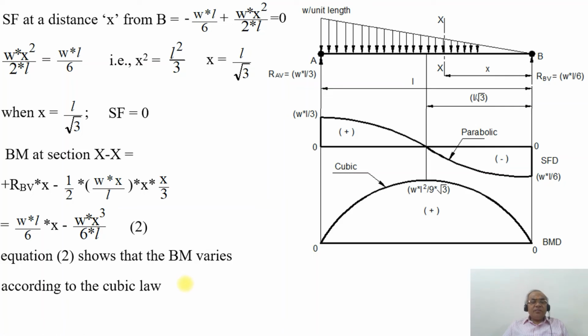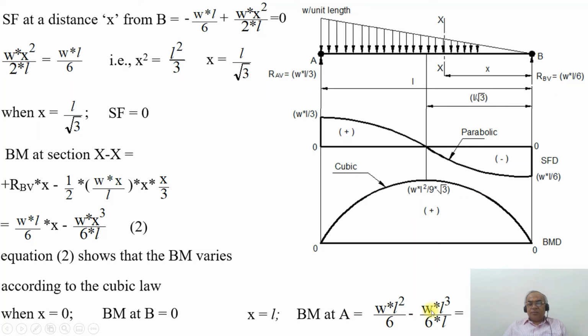Once you get this, now we want the bending moment at the point A. Substitute the value of x equal to 0 in this equation 2. Since the x term is there in both the parts, the value will be equal to 0. So BM at A will be equal to 0. Similarly, when the value of x is equal to L, substitute in WL square by 6 minus W into L cube by 6L. This L will get cancelled. So WL square by 6 minus WL square by 6 will be equal to 0 again. So BM at B is 0, BM at A is equal to 0.